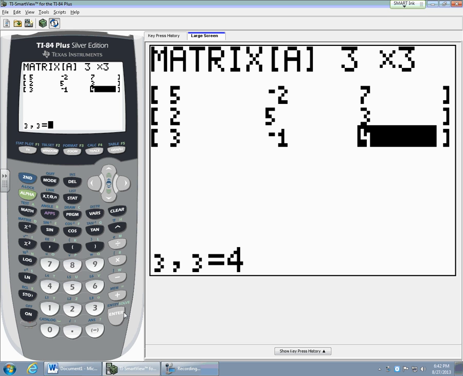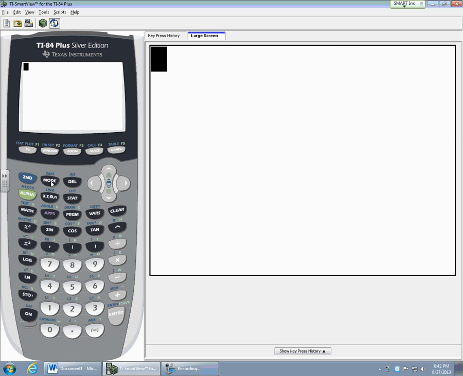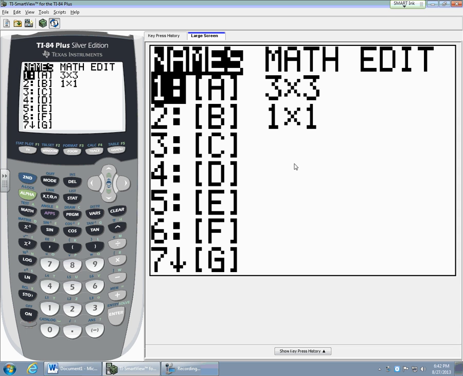Okay, so we have that matrix set up. That's the coefficient matrix. Now I want to quit, so press second and then quit, which is right here. It takes me back to the main screen. If you don't quit, whatever you go typing into the next part will be entered into the matrix, so make sure you quit here.